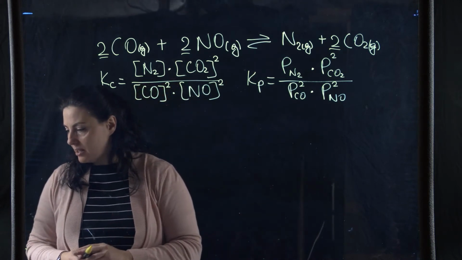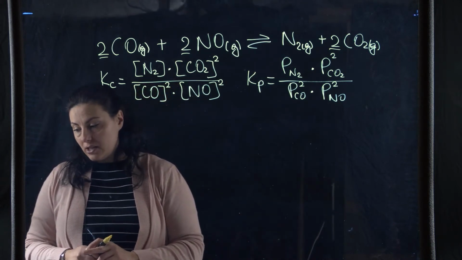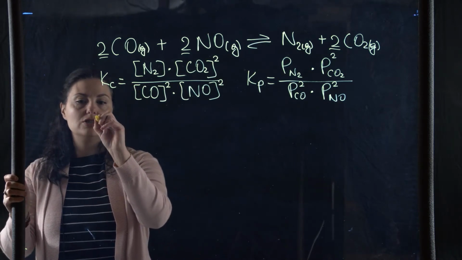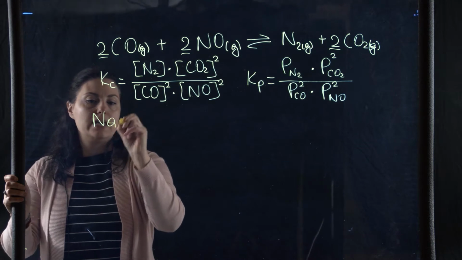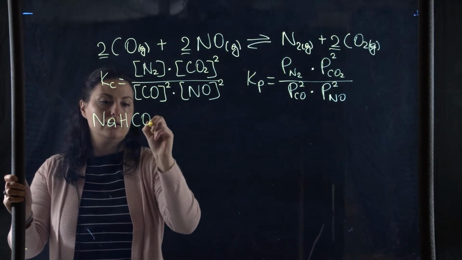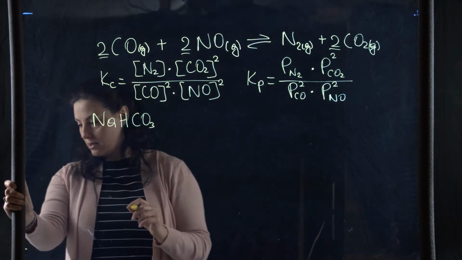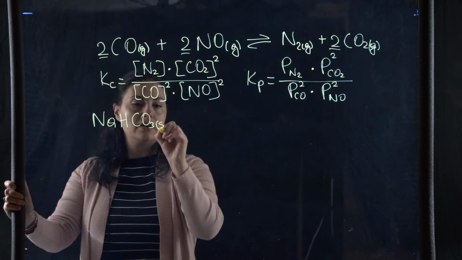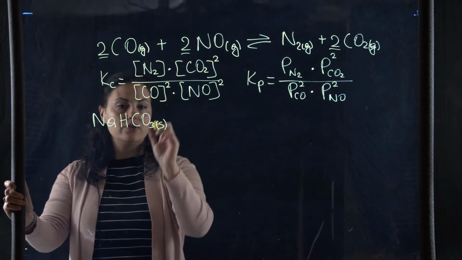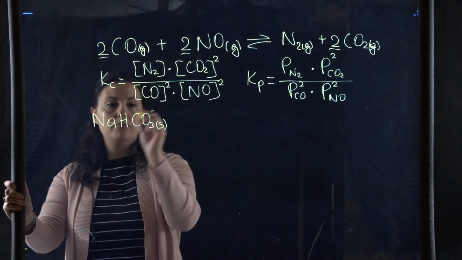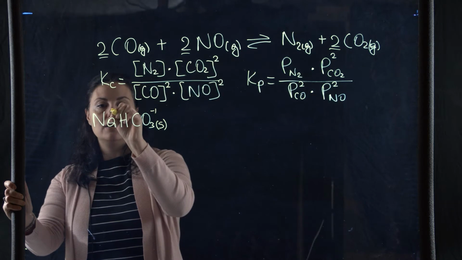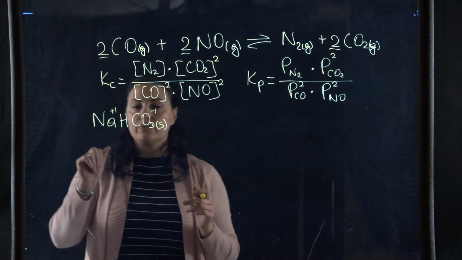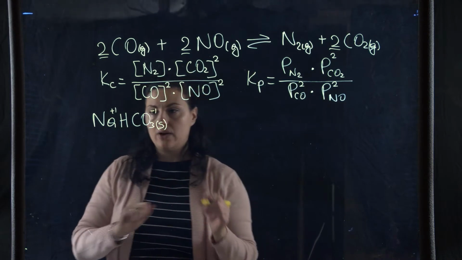Let's look at part B. I have solid sodium hydrogen carbonate, and it tells me it's a solid, so I have NaHCO3. Bicarbonate, or hydrogen carbonate, is NaHCO3, and it's a solid. HCO3 has a charge of -1. Na has a charge of +1, so I don't need to do anything. This is a neutral compound.